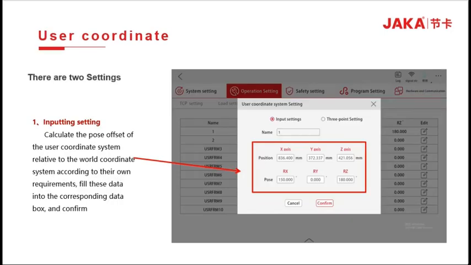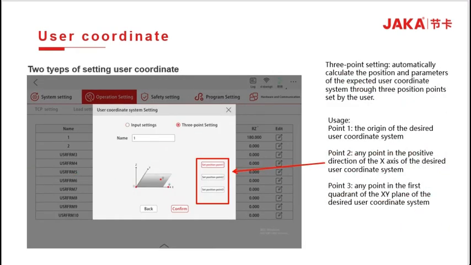2 methods of setting the user coordinate system. First one, input settings. Calculate the desired position of the user coordinate system relative to the world according to your own needs. Fill this data into the corresponding data boxes, then click OK. Second method, the 3-point setting automatically calculates the desired position and attitude parameters of the user coordinate system by setting 3 position points by the user.